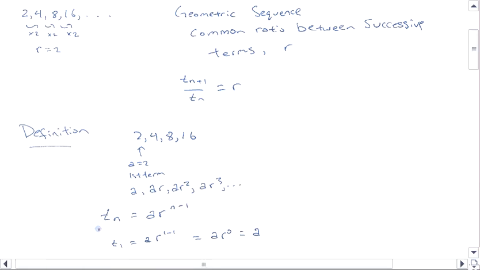The basic idea that you really need to get comfortable with is that this is the definition of a geometric sequence. You might also call it the equation of a geometric sequence.